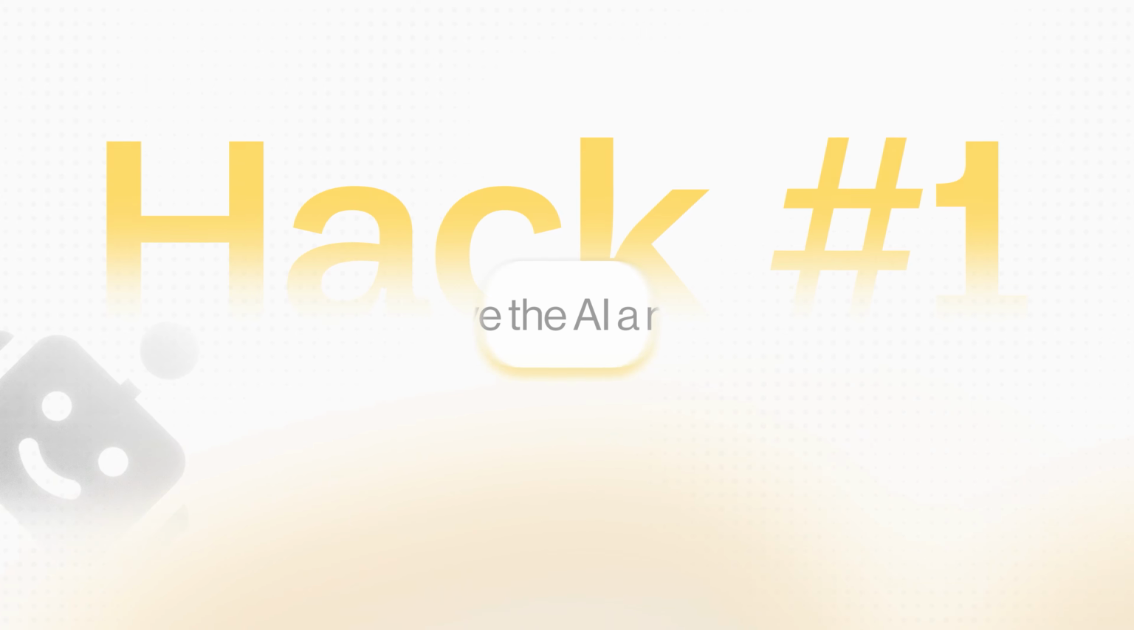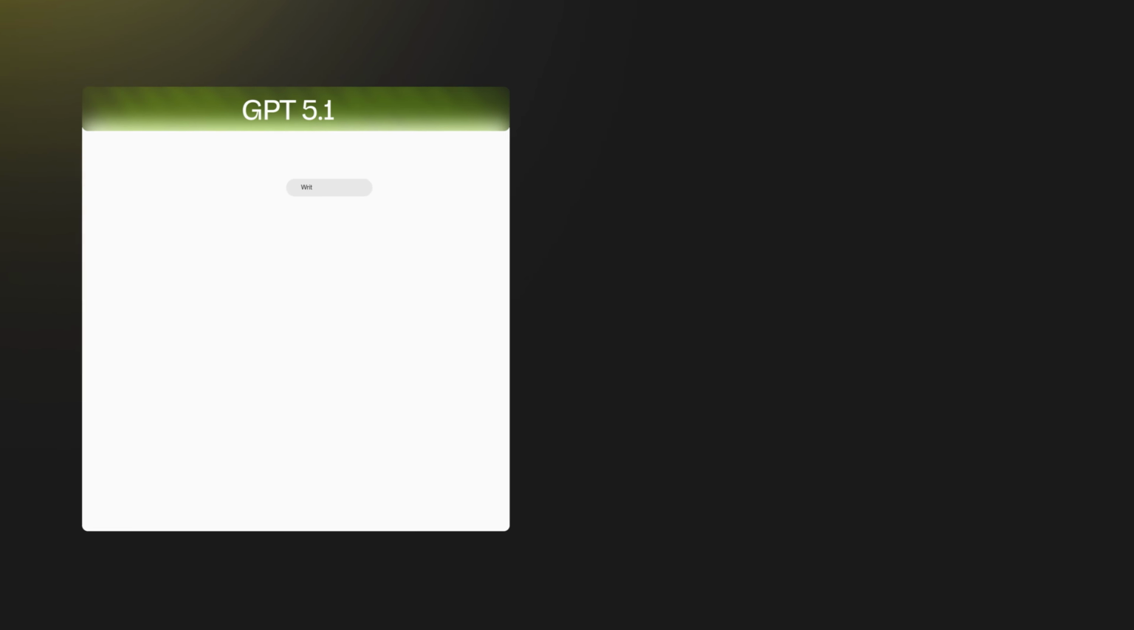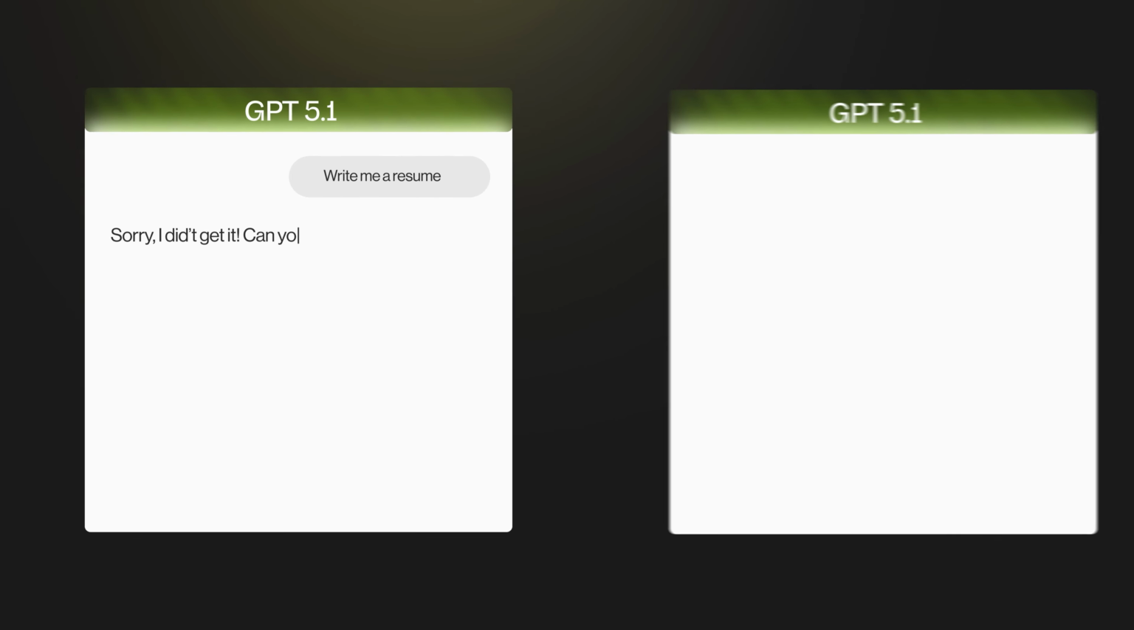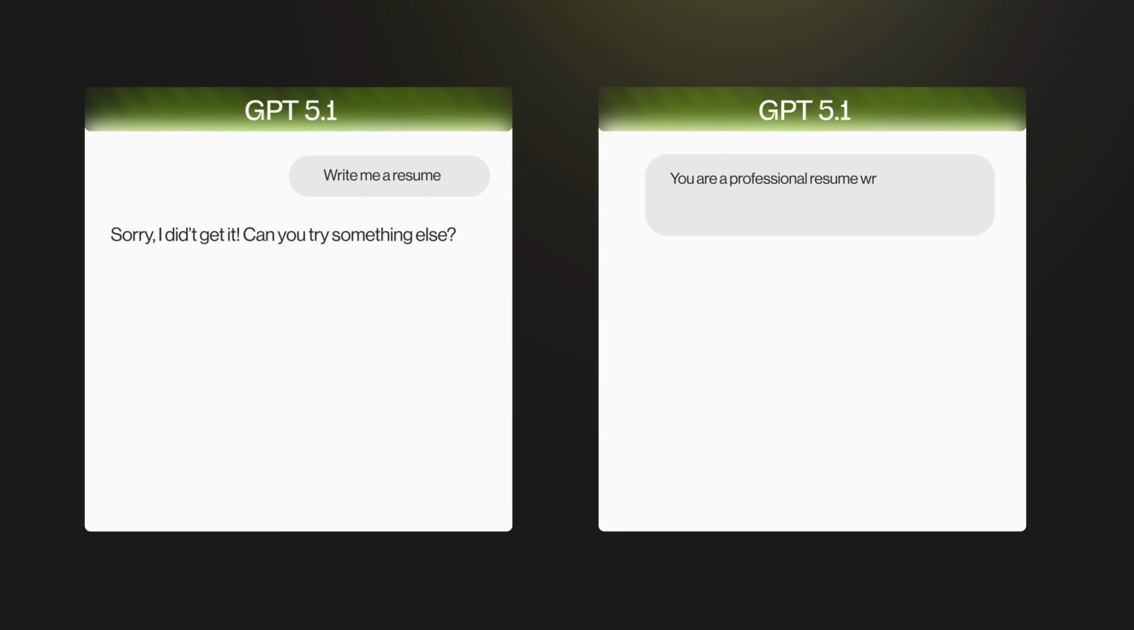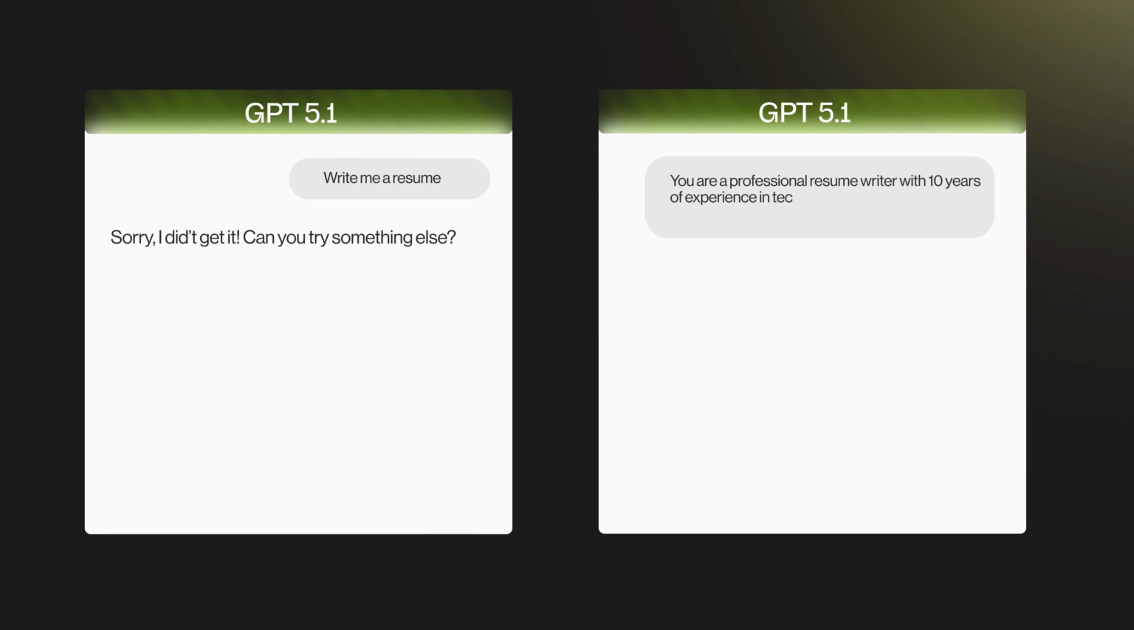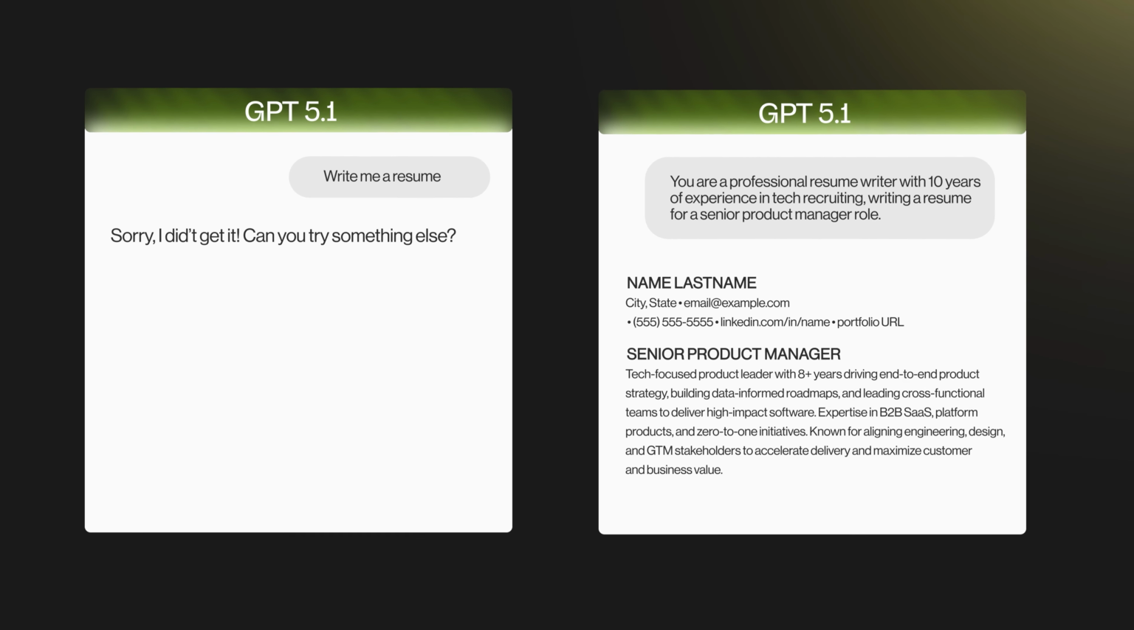Hack number one, give the AI a role. When you tell the AI who it is, it changes how it thinks and responds. So an example of a bad prompt is, write me a resume. An example of a good prompt is, you are a professional resume writer with 10 years of experience in tech recruiting. Write me a resume for a senior product manager role.